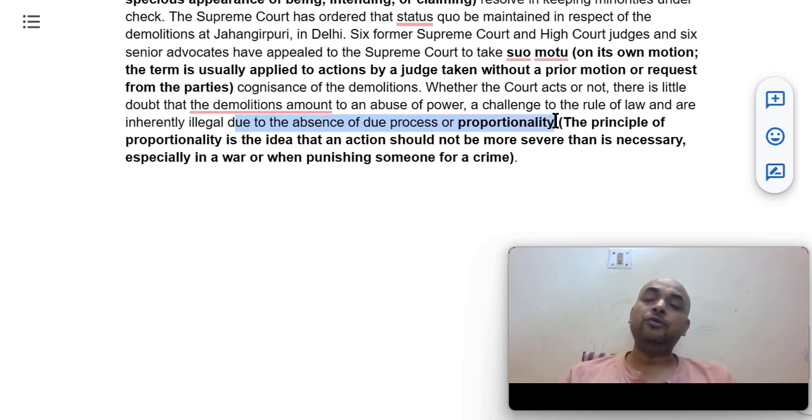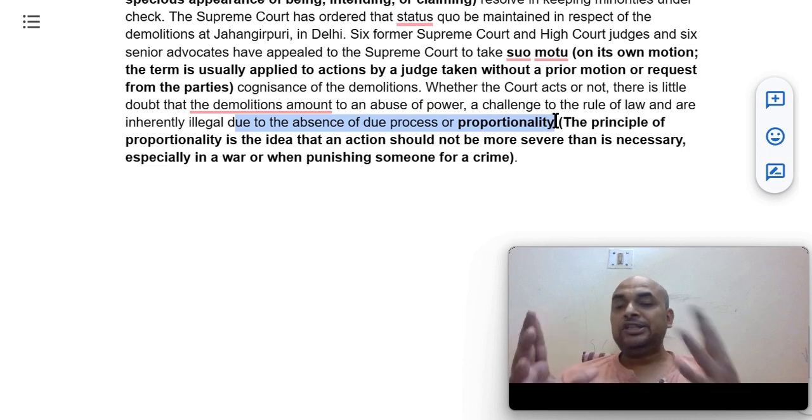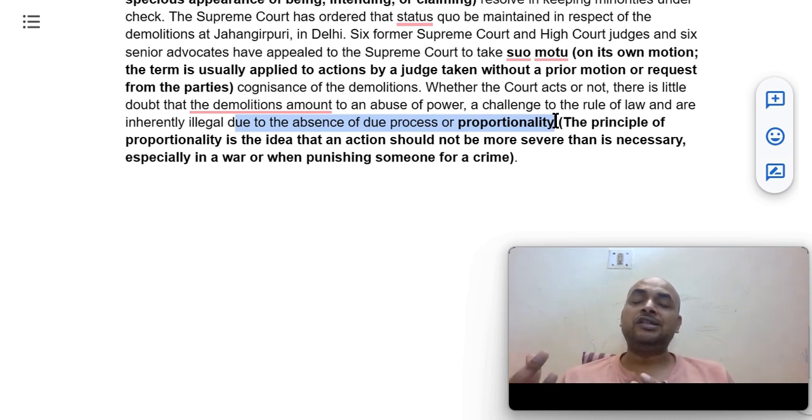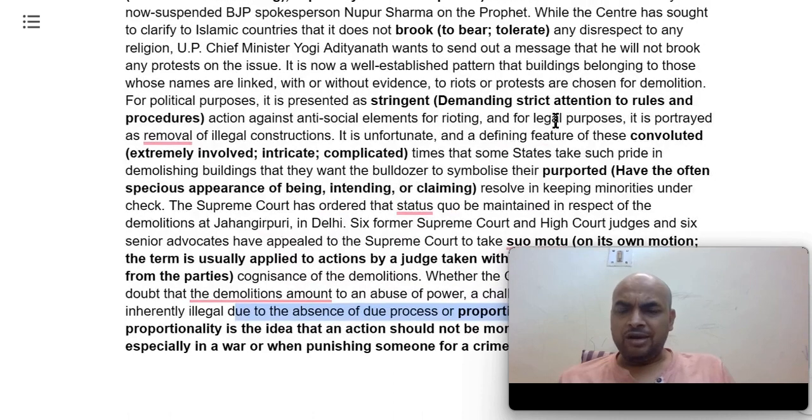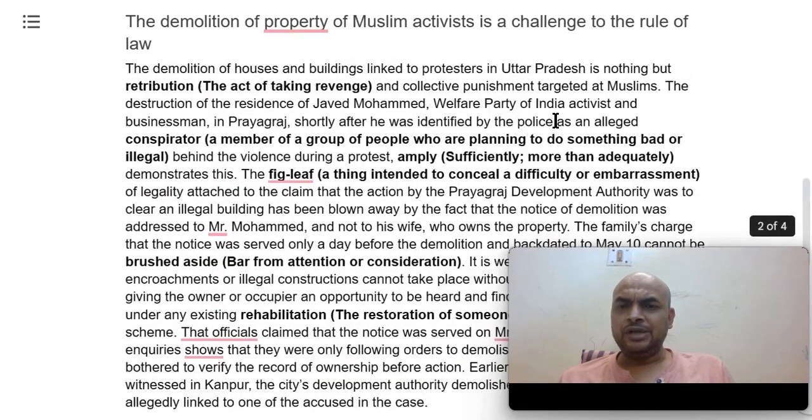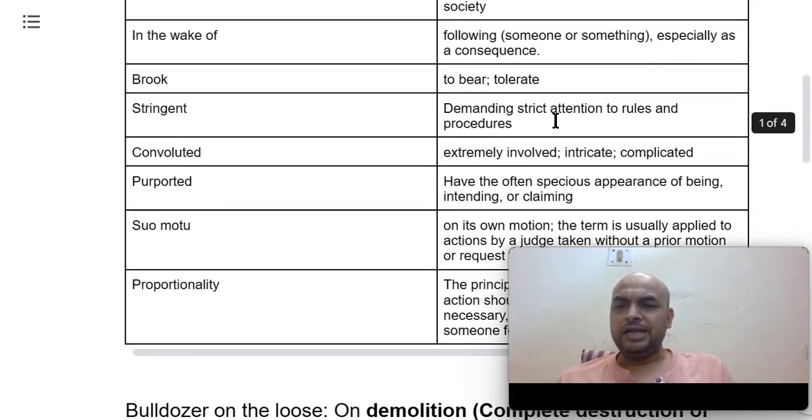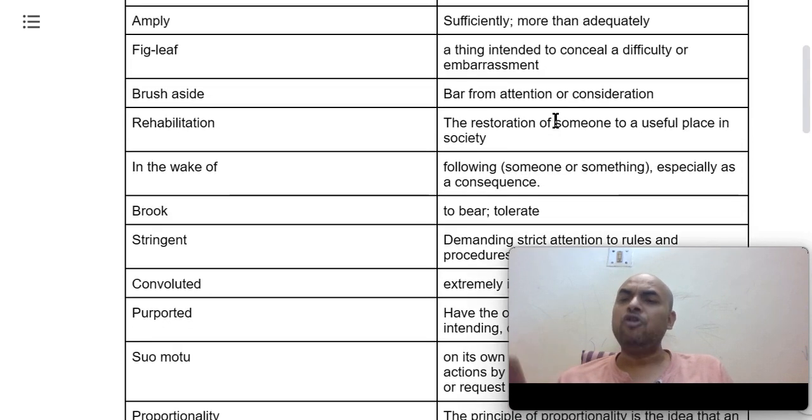Proportionality, I have already told you कि कोई भी एक्शन जो है वो उससे ज्यादा सेवियर नहीं होना चाहिए जितनी उसकी जरूरत है. ठीक है, मतलब किसी ने अगर कुछ छोटा सा चुराया है उसके लिए उसको जान से नहीं मार देना चाहिए. सिंपल, proportionality का मतलब principle of proportionality. So I hope the editorial is clear. I hope the words and their respective meanings were clear. I hope you will be able to remember and recall them.